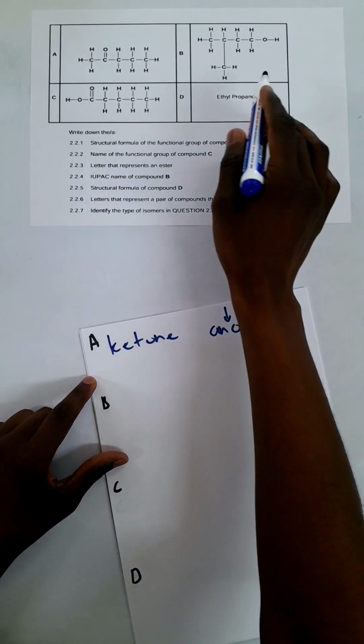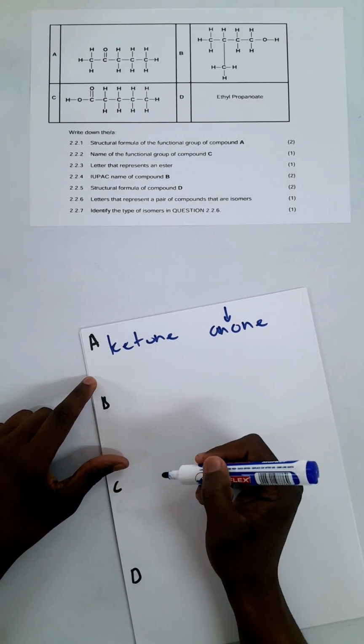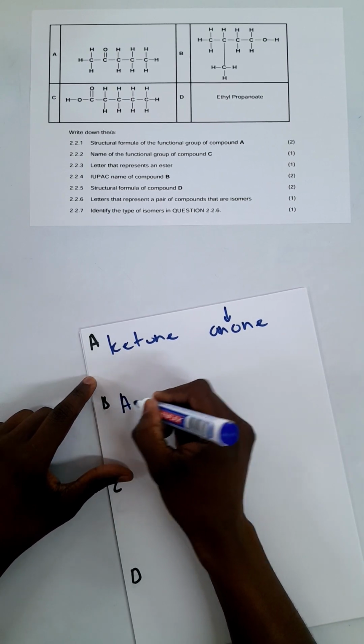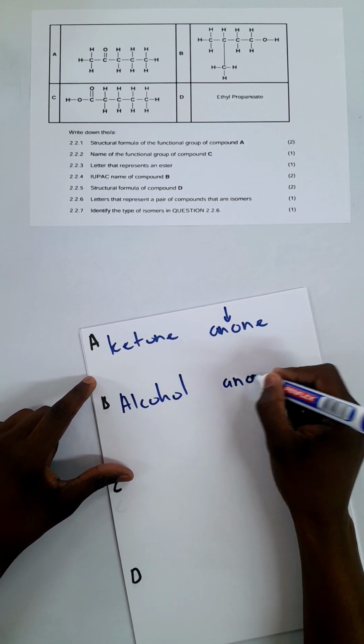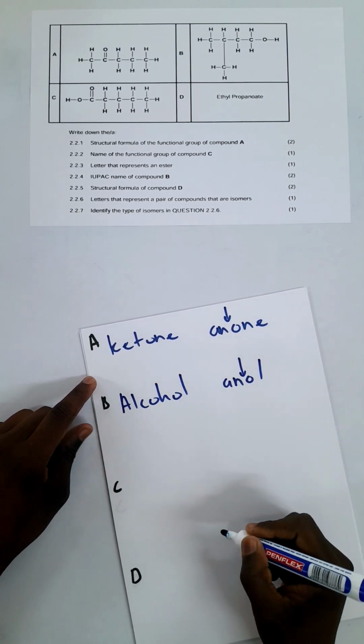And then B, I see that hydroxyl group over there. So that means this is an alcohol. It's an alcohol, and I'm going to need that suffix of anol and put the number over there.